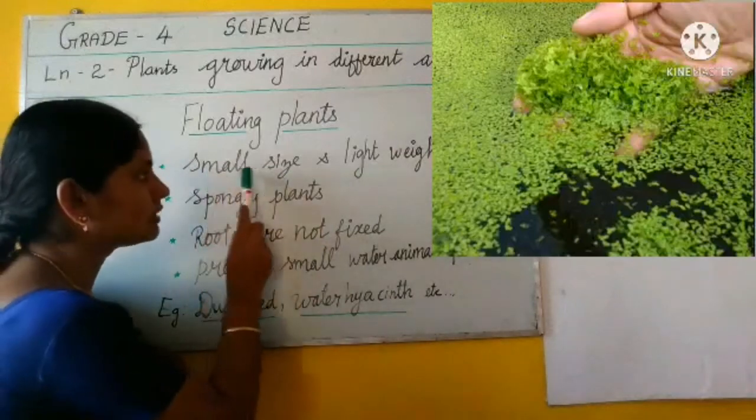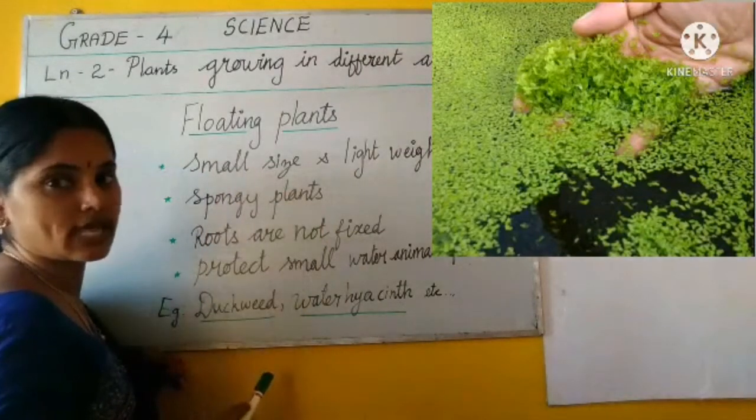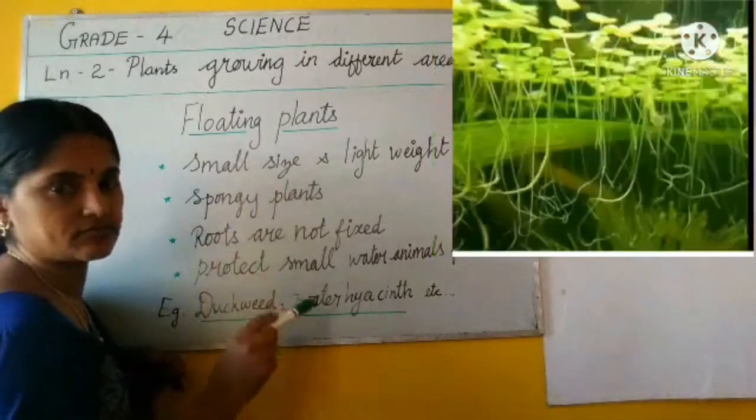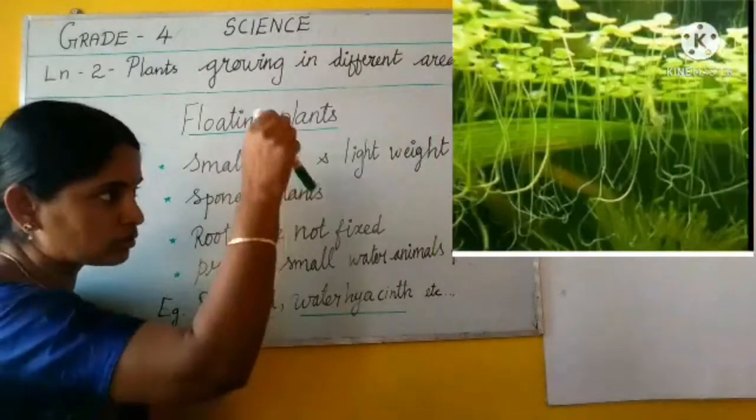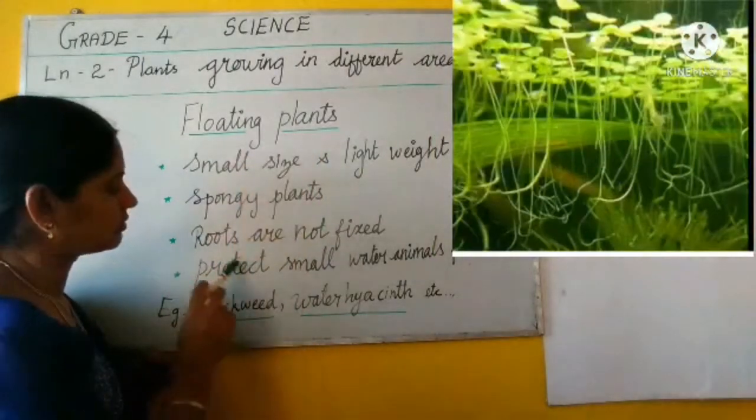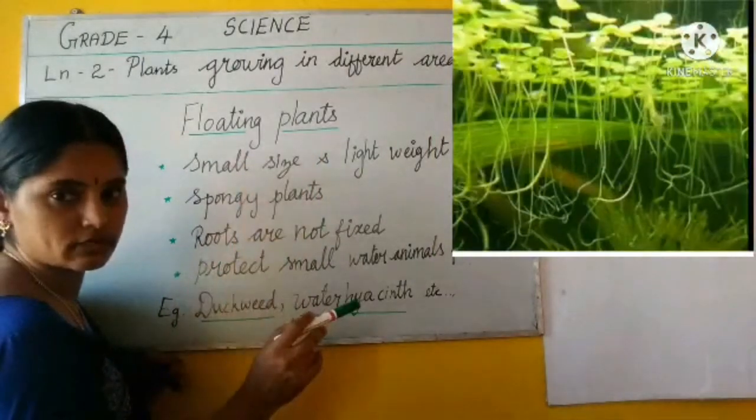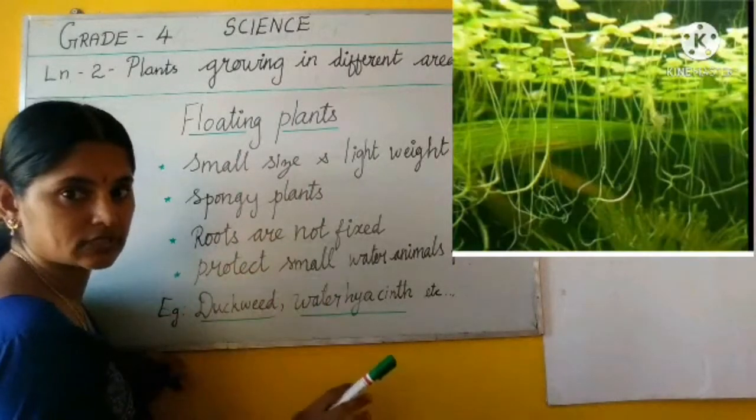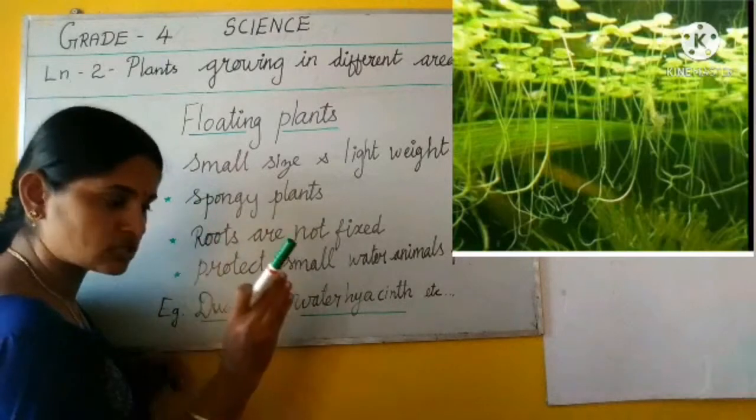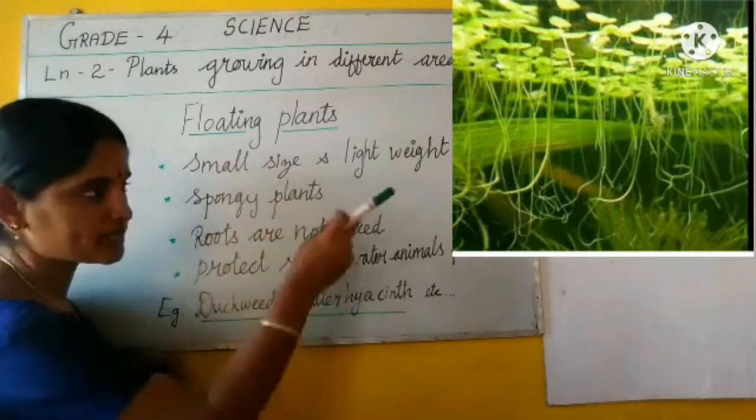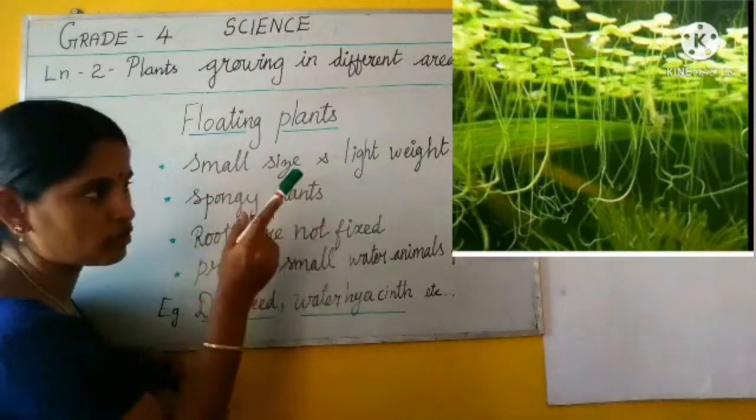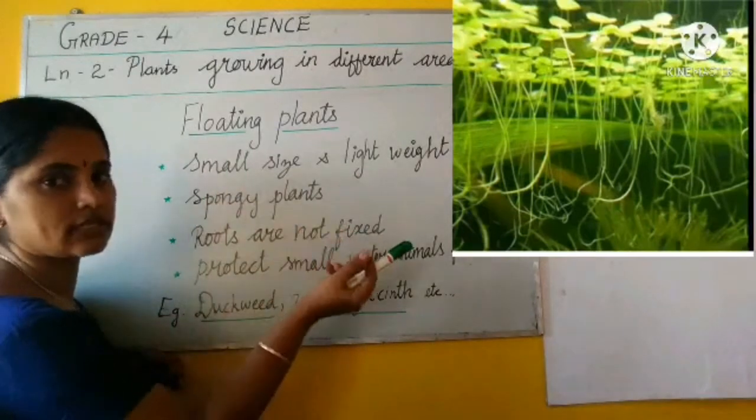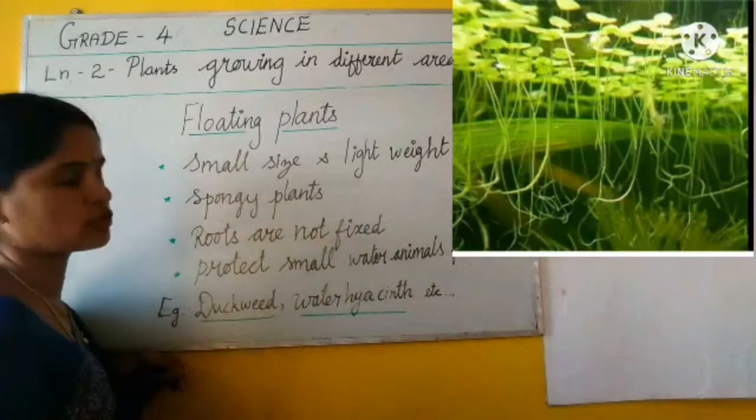And even though the plants are small in size, the roots are not fixed in soil. Floating roots only. Clear, children? Look at the picture, the plants are very small, roots are not fixed, and the plant is spongy in nature.